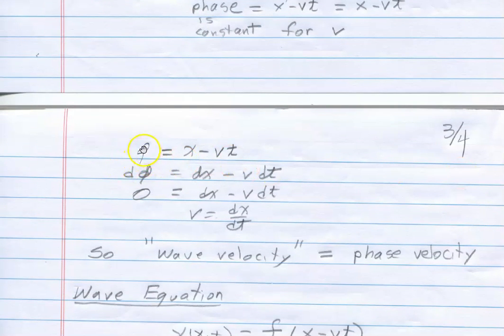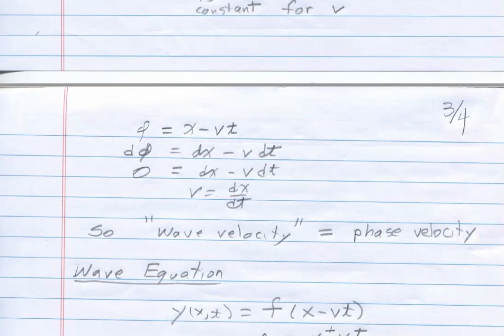If you look at this, the phase is x minus vt. If I take a differential of phase, it's just dx minus v dt, assuming the velocity of the wave is constant. And now if I'm looking always at the same phase, at the peak, where that's always the same number, then the differential becomes 0. And solving this for the velocity, I get dx/dt. So wave velocity is more appropriately called phase velocity. But you see both terminology. Sometimes when you want to emphasize one aspect or another, you use phase velocity.